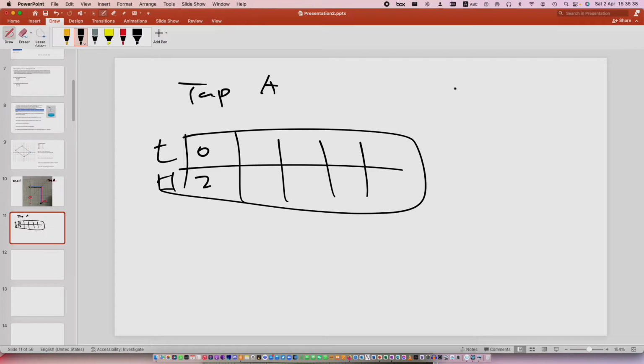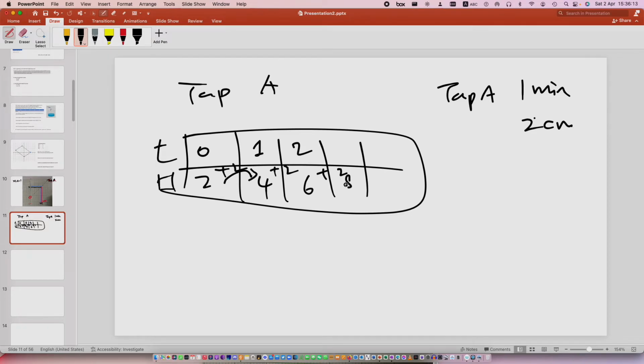So it says tap A, every 1 minute, right? What happened? Okay. So every 1 minute, the height of the water changes by 2 cm, right? Okay. So 1 minute after is 4, right? So another 1 minute is 6, right? It's plus 2, plus 2, plus 2, and then plus 2. Okay, tap A only. Am I right? So this is the table for tap A.